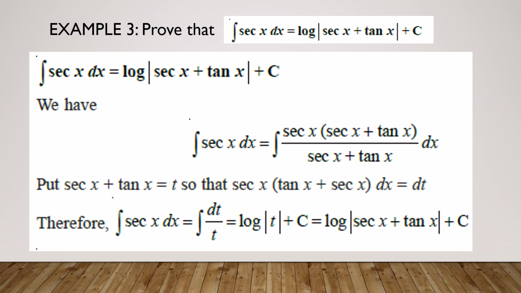So what you have is dt upon t, and you know that the integral of this type of function, integral dt upon t, is log mod t. Again replace the value of t by sec x plus tan x. So this is equal to log of sec x plus tan x plus c. So basically we have used the method of substitution here.